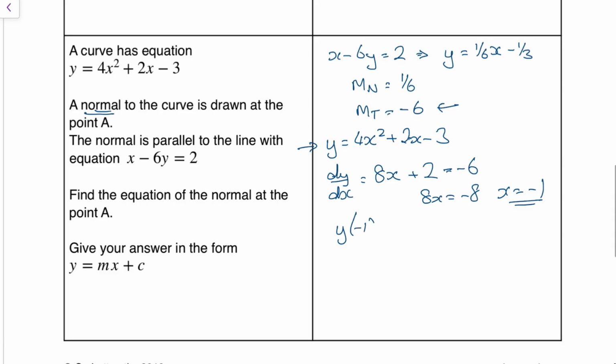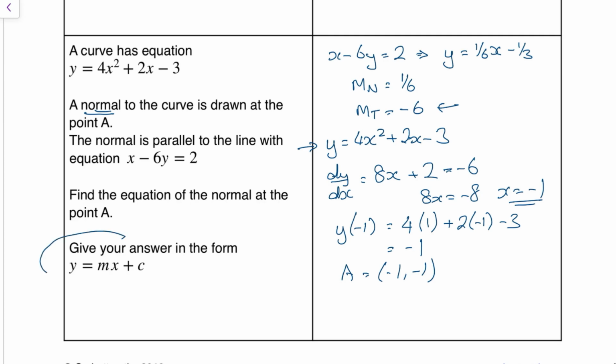So y of minus 1 is equal to 4 times minus 1 squared, which is 1, plus 2 times minus 1, minus 3. 4 minus 2 is 2. Minus 3 is minus 1. So actually my point, the point A, is the point minus 1, minus 1. And I've got all the ingredients now.